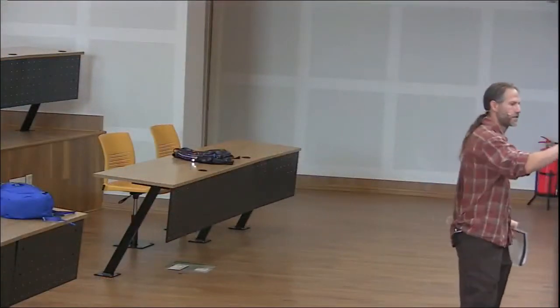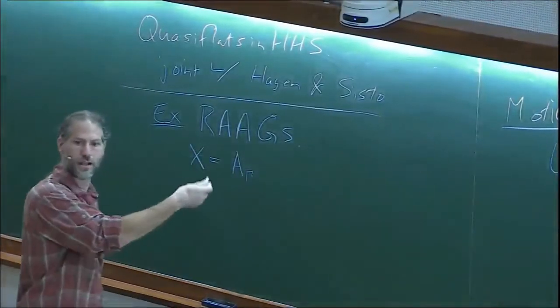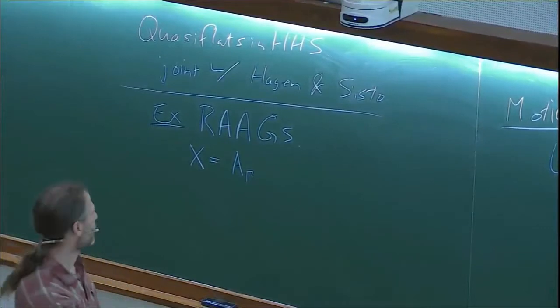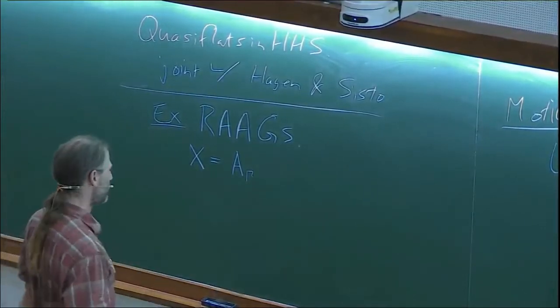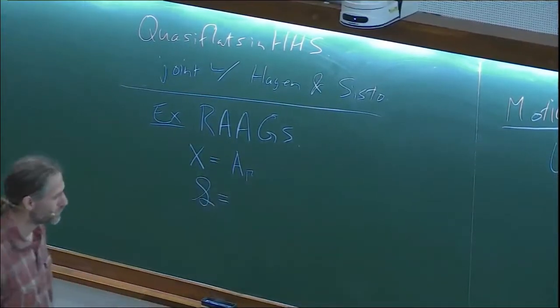In this case, a right-angled Artin group, there was some defining graph, and then you had some associated Cayley graph of a group, which we called A sub gamma. So here that's the geodesic metric space, the Cayley graph of A sub gamma. The index set, what did that consist of?